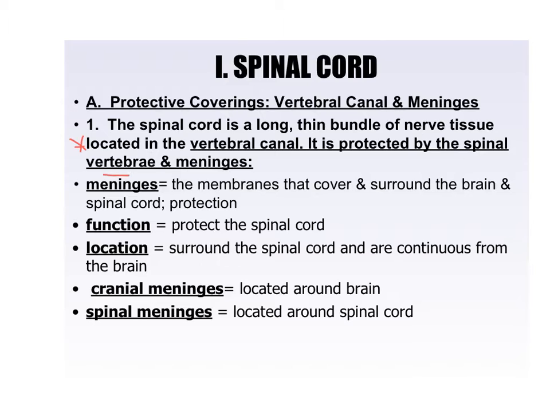Now the meninges, that's the membranes which cover both the brain and the spinal cord. Their function is to protect the brain and spinal cord. So location, obviously, they surround the spinal cord and the brain. So you have both cranial meninges, which surround the brain, which help protect it, and also the spinal meninges, which surround the spine and help protect it.